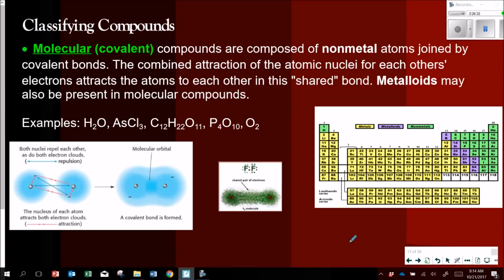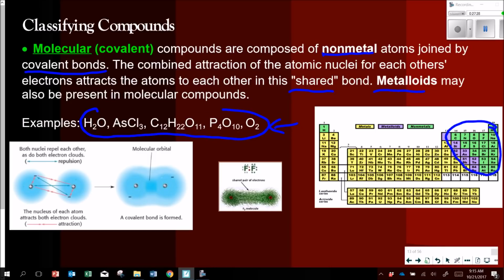Molecular or covalent compounds are composed of non-metal atoms, only non-metals, joined by covalent bonds. The combined attraction of the atomic nuclei for each other's electrons attracts the atoms to each other in a shared bond. Covalent bonds share electrons. Metalloids may also be present in molecular compounds. So when you're forming molecular or covalent compounds, we are talking about the elements in this region, the purple and the greens only. So we can see some examples over here, and if you notice, there are no metals involved in any of those compounds.